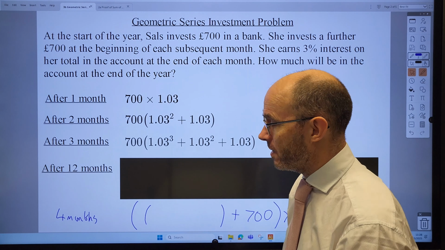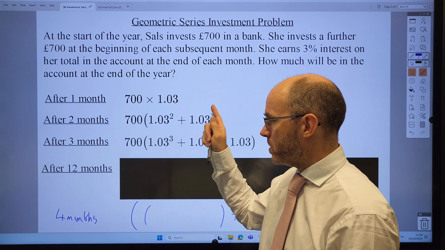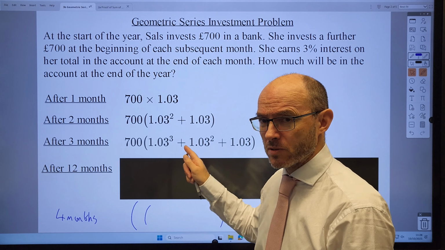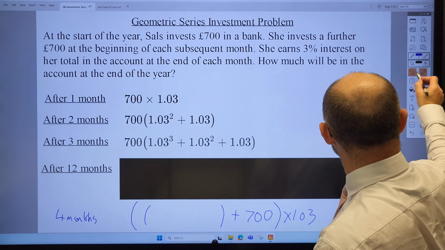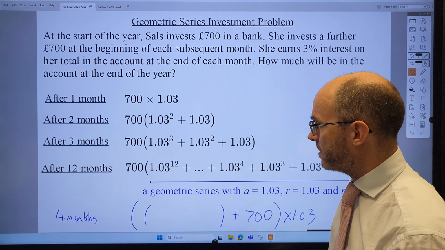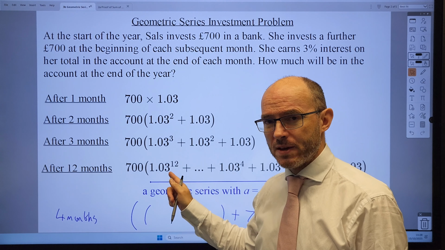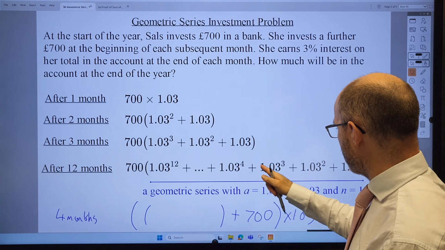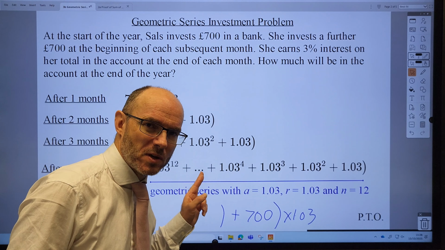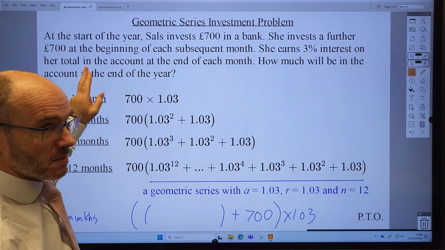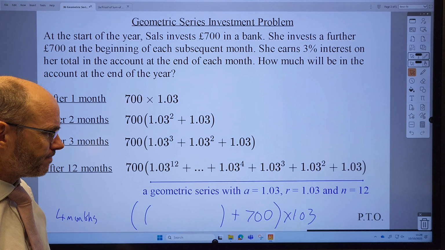But when you simplify it, hopefully you'll spot what you'll get. You'll get 1.03 to the 4, 1.03 cubed, 1.03 squared, 1.03, all times 700. After 12 months, I'm hoping you can see what the pattern is now. You've got 1.03 to the power 12, plus 1.03 to the power 11, and so on down to 1.03. All multiplied by 700. The 700 is important because that's the investment at the beginning of each month. Okay, so we're always multiplying by 700.